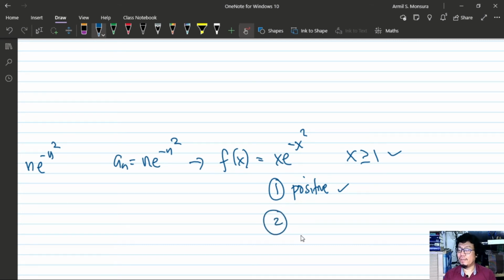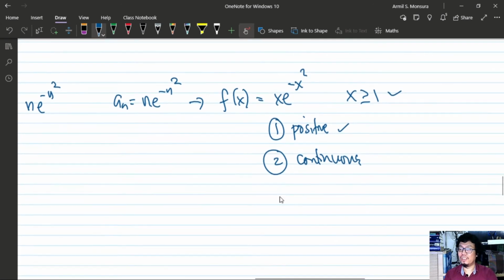Number 2, is the function continuous? Yes. There is no weird thing about the function that would not make it continuous. Now, number 3, is the function decreasing? Now, we can argue it this way.